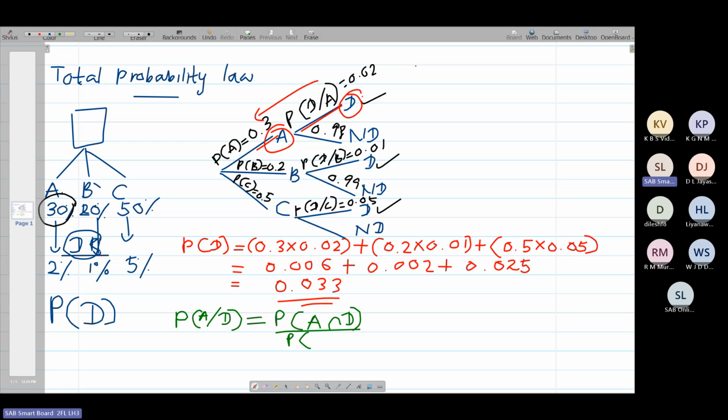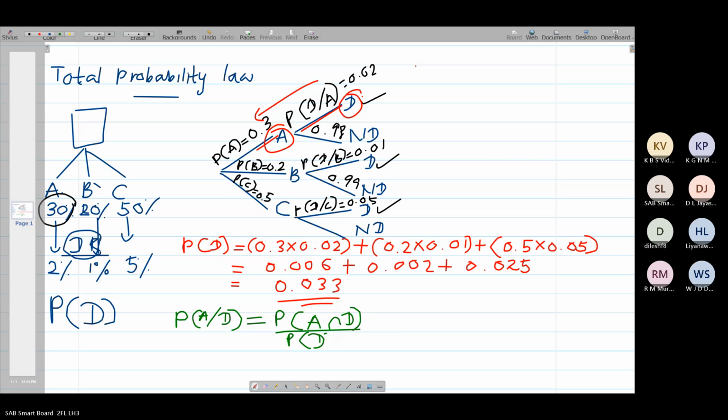What is the first event? D. It's here. Then we know the probability of D. What is the answer? Here, 0.033. The probability of D is the common denominator, which we found using the total probability law. Already we know the value, 0.033.